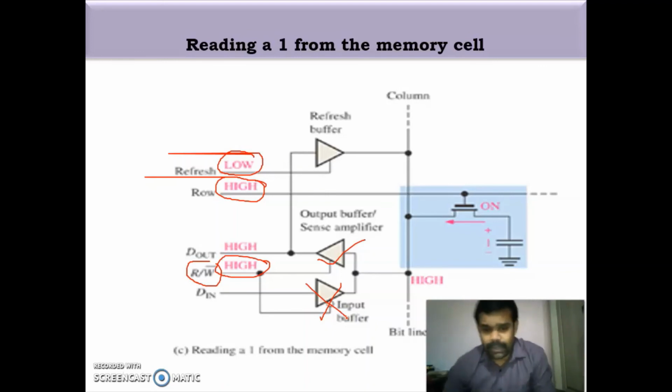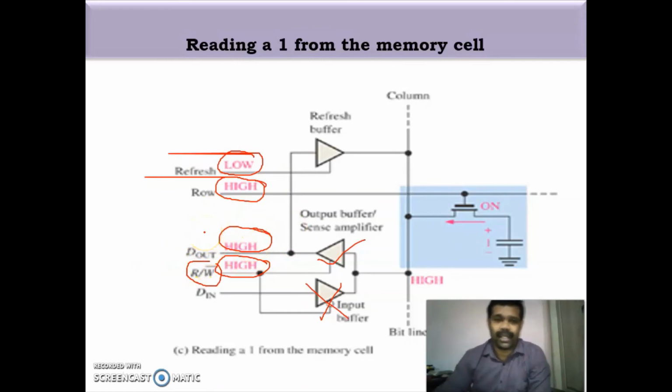The input of the output buffer is connected to the MOSFET, and since the MOSFET is on, the data present in the capacitor will come out through the output buffer. The capacitor is connected to the buffer, and that data will come as the output on the D out line.